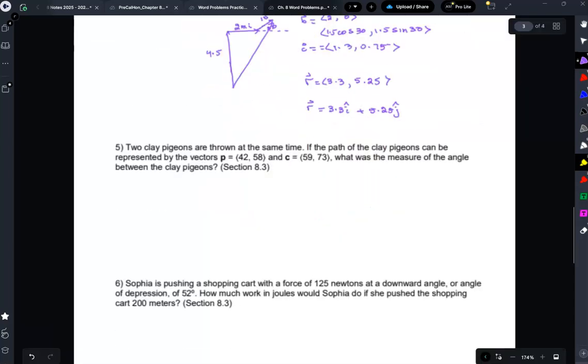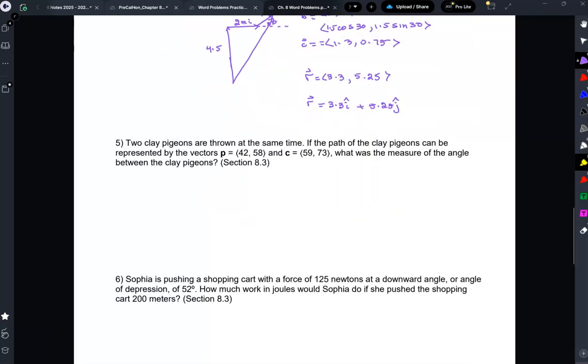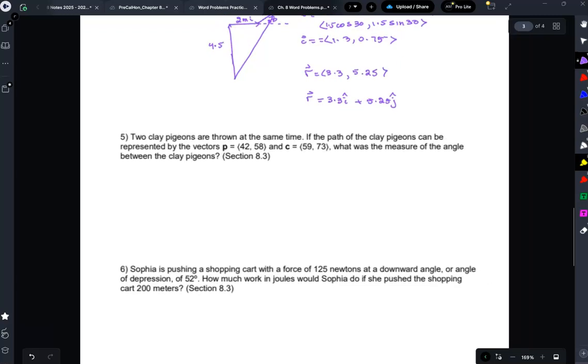Okay, so two clay pigeons are thrown at the same time. The path of the clay pigeons can be represented by these two vectors. What was the measure of the angle between the clay pigeons? Okay, so this is very straightforward. The angle between any two vectors is cosine theta equals P dot C over magnitude of P times magnitude of C.